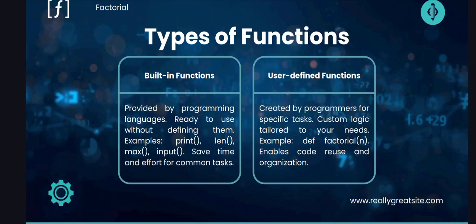Types of functions. There are two types of functions. First is built-in functions. These are already provided by programming languages, such as print, len, and max. Second is user-defined functions. These are created by the programmer for specific tasks. For example, a factorial function.